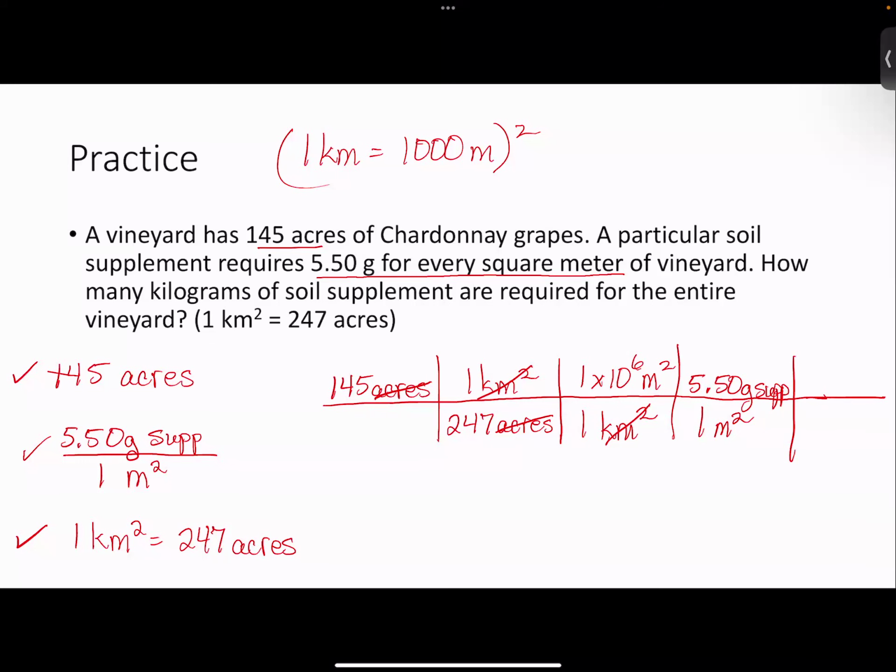But you must always pay attention to what you're solving for. I need kilograms of supplement. Well, I know that there are 1,000 grams in 1 kilogram. So the grams go in the denominator so that the unit cancels. And now I'm ready to do the math.